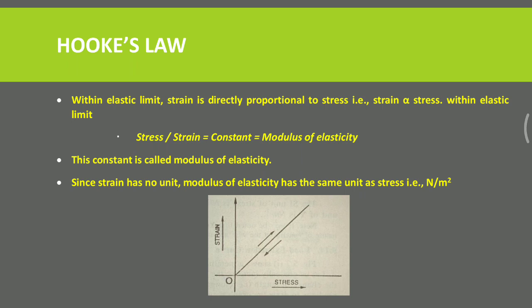When we plot a graph of strain versus stress, the nature of the graph will be a straight line. If the graph is a straight line, it verifies Hooke's law. In other words, the strain is directly proportional to stress within the elastic limit. Hence, Hooke's law is verified.